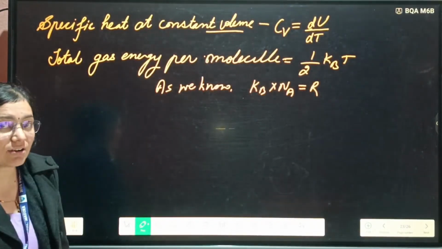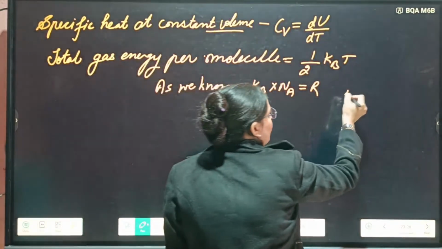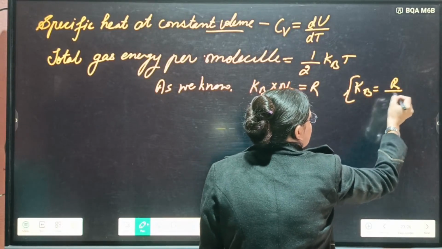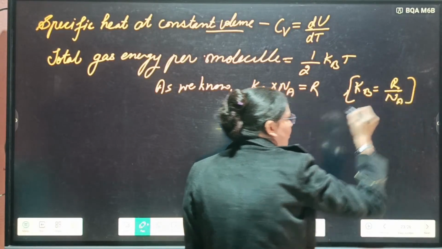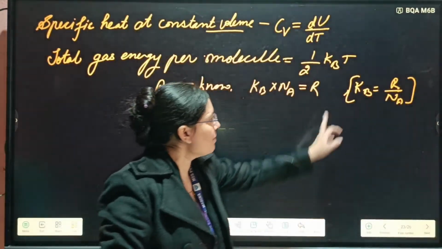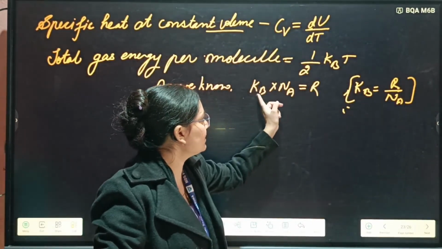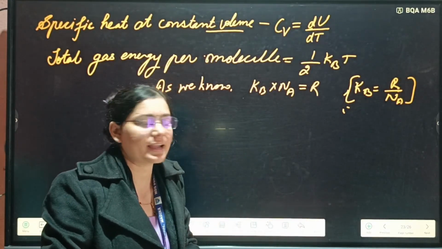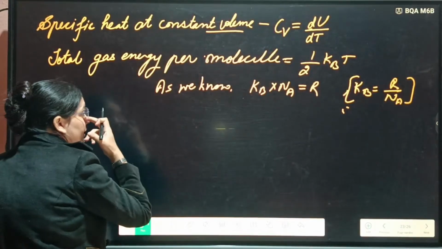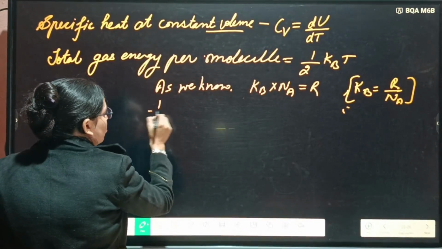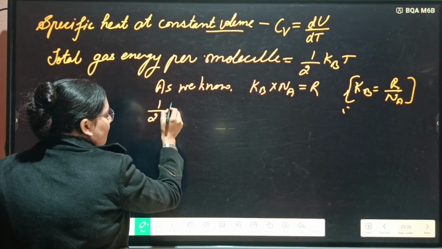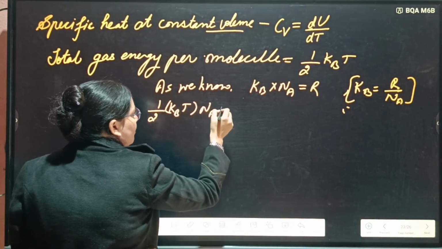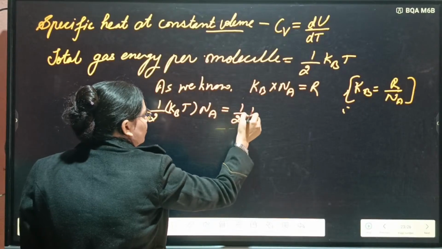We have discussed this relation: the Boltzmann constant is the ratio of the gas constant to the Avogadro number. By using this relation we can write kB times the Avogadro number equals R, the gas constant. So as we multiply this by NA, we can write 1/2 kBT for the Avogadro number as 1/2 RT.